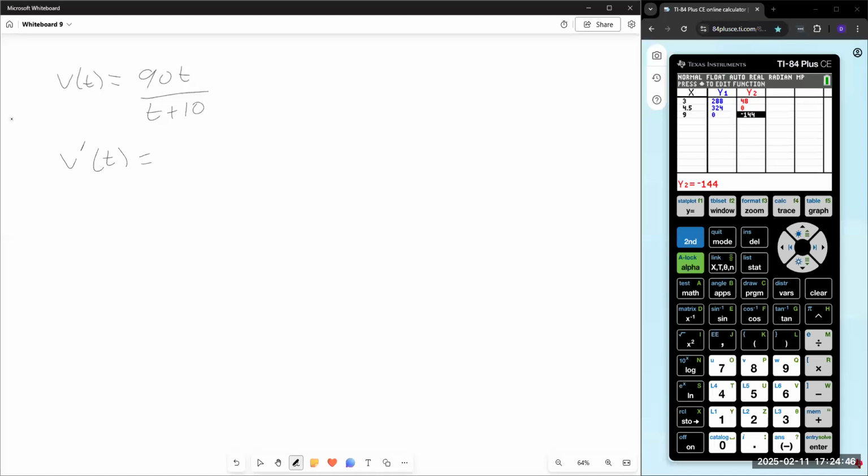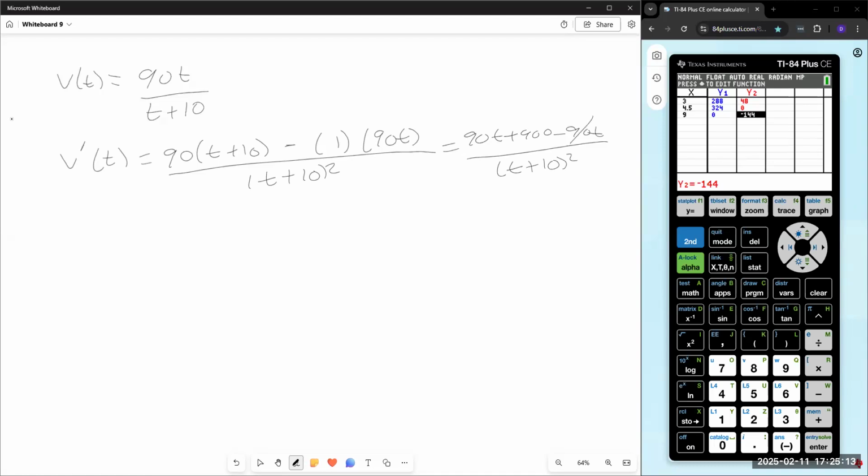Derivative of the numerator is going to be 90 times the denominator minus derivative of the denominator is 1 times the numerator, all over the denominator squared. That's going to be 90t plus 900 minus 90t over t plus 10 quantity squared. So that's going to be 900 over t plus 10 quantity squared.